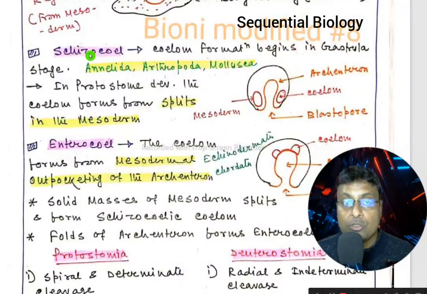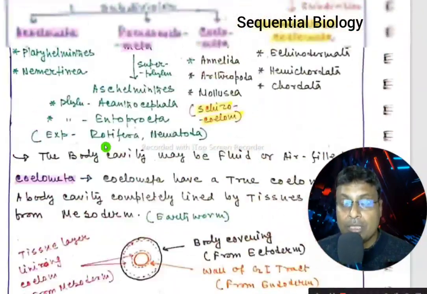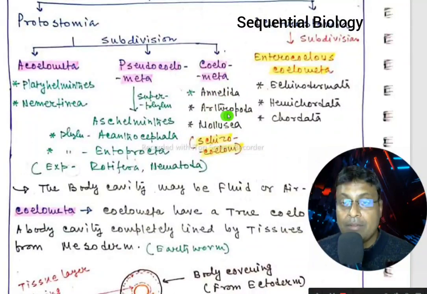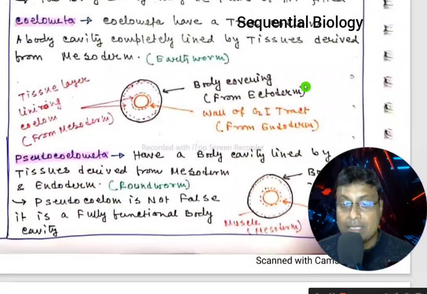Coelom is divisible into two categories, the schizocoelic coelom and the enterocoelic coelom. Phylum Annelida, phylum Arthropoda, and phylum Mollusca have a schizocoelous type of coelom, and so they are known as schizocoelous. Phylum Echinodermata, phylum Hemichordata, and phylum Chordata have an enterocoelous coelom, and so they are known as enterocoelous organisms. Now we will study schizocoelous coelom and enterocoelous coelom.